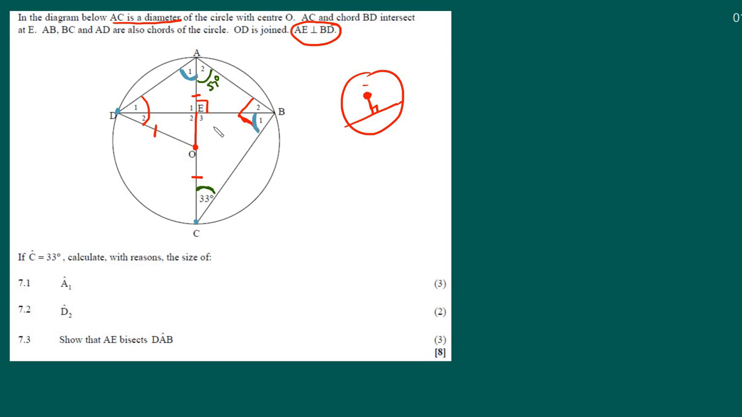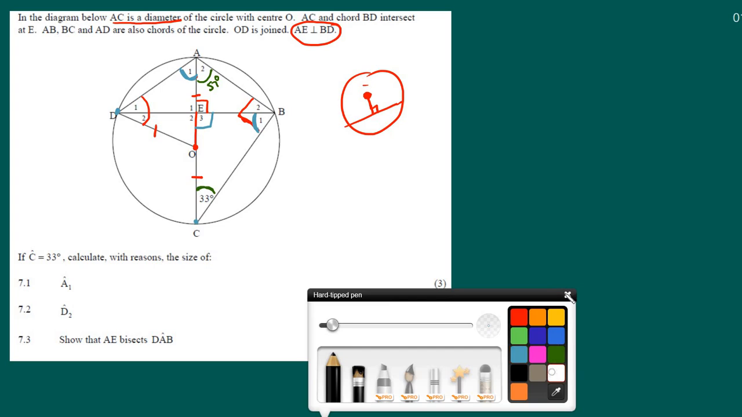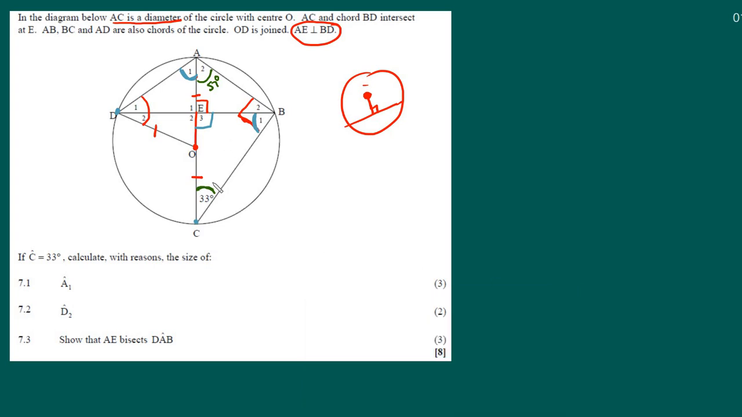B2. But wait, there's a 90 degree here. Do you see it? What can we do? We say 180 minus 90 minus 57 is B2. Yes? We're going to get E3 to be 90 degrees because angles on a straight line. Then we're going to say 180 minus that 90 minus that 33 will give us B1, because of the sum of angles in a triangle.